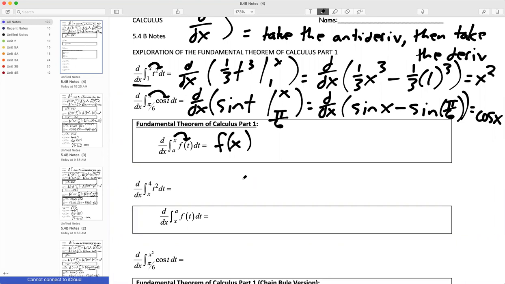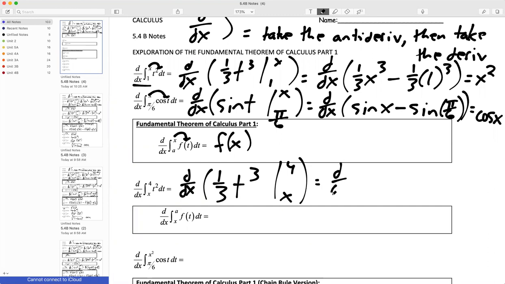Well, here's the next case scenario. What if the variable is on the bottom bound and not the top bound? You flip it. Well, that's a pretty good hypothesis. Let's check it out, shall we? All right. So I'm going to have the derivative, and I take the antiderivative, which gives me 1/3 t cubed, evaluated from x to 4.